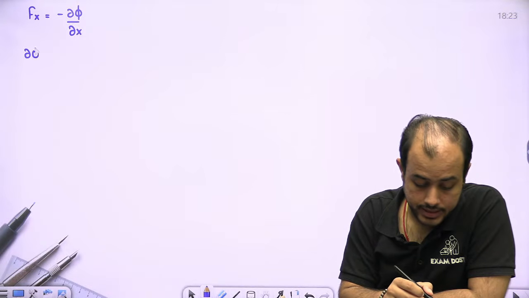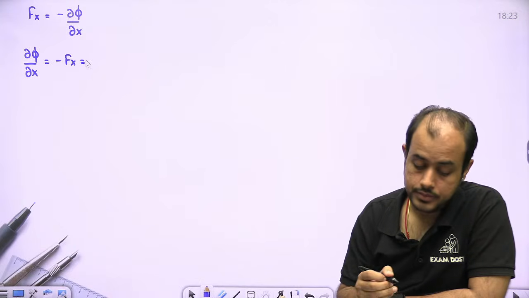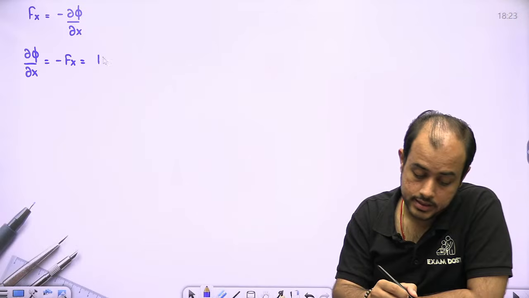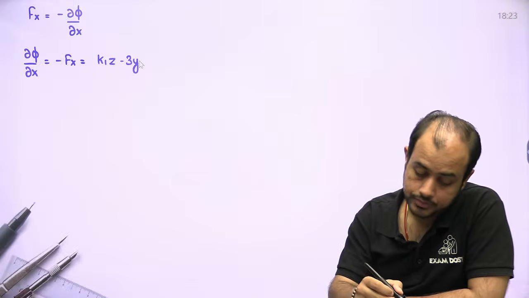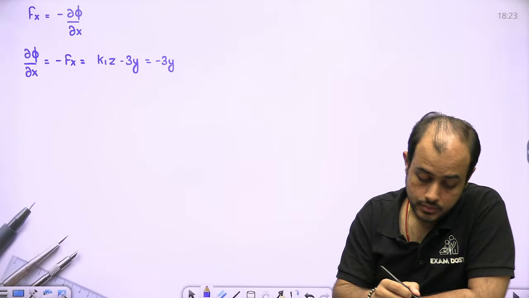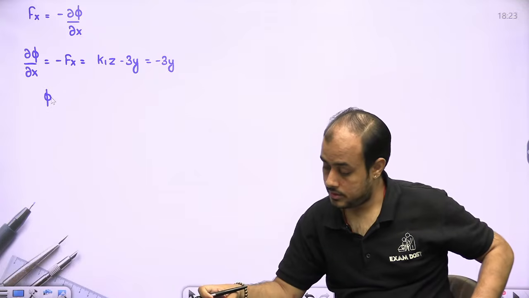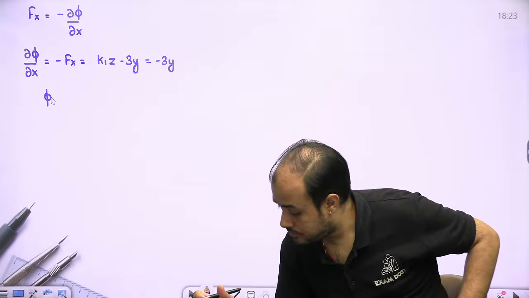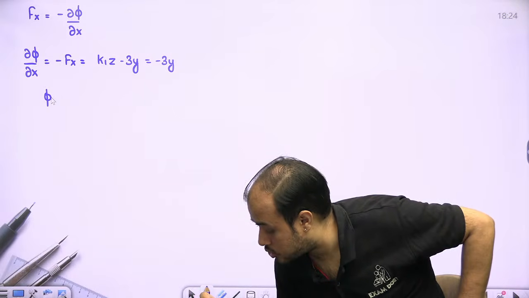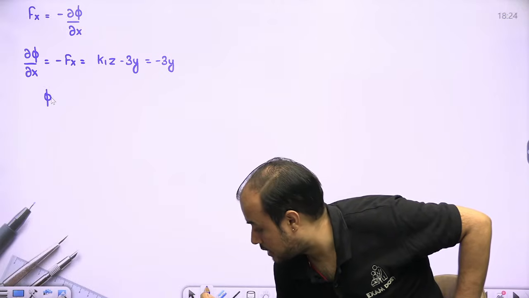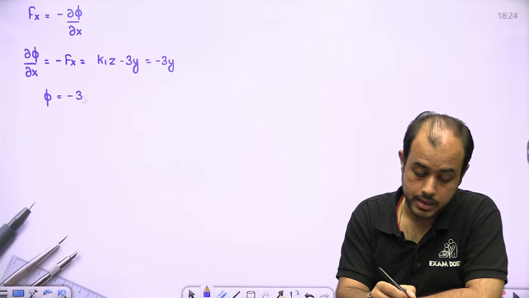So del phi by del x is minus fx, which is k1z minus 3y. Now k1z is 0. So phi will be, just a moment. Phi will be minus 3xy.